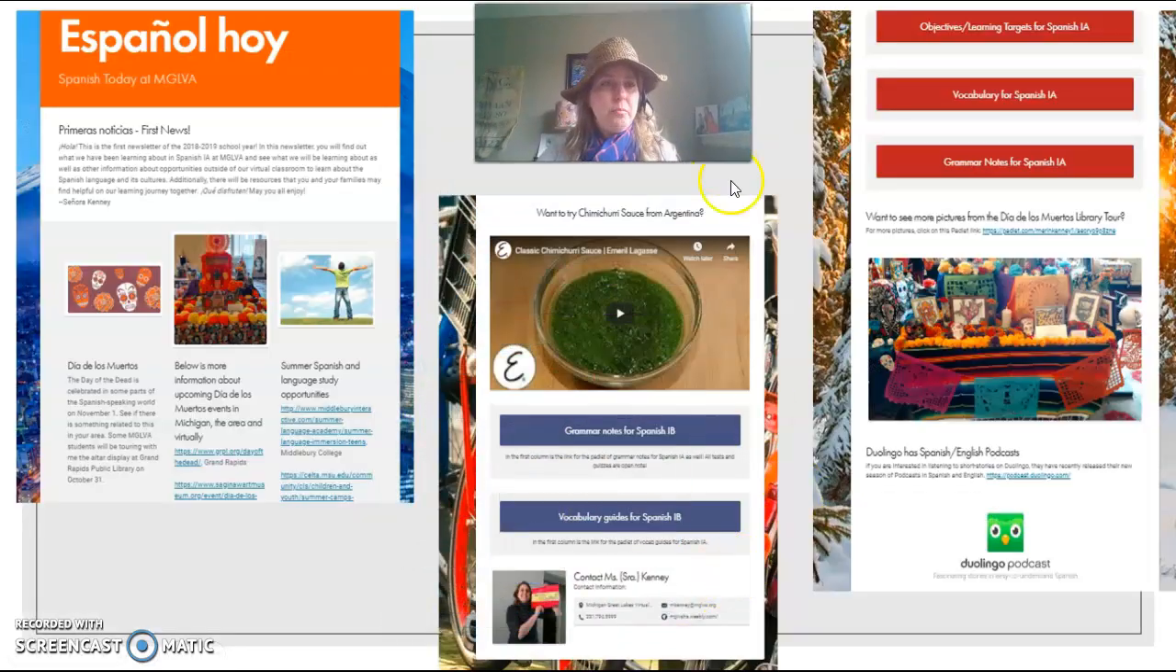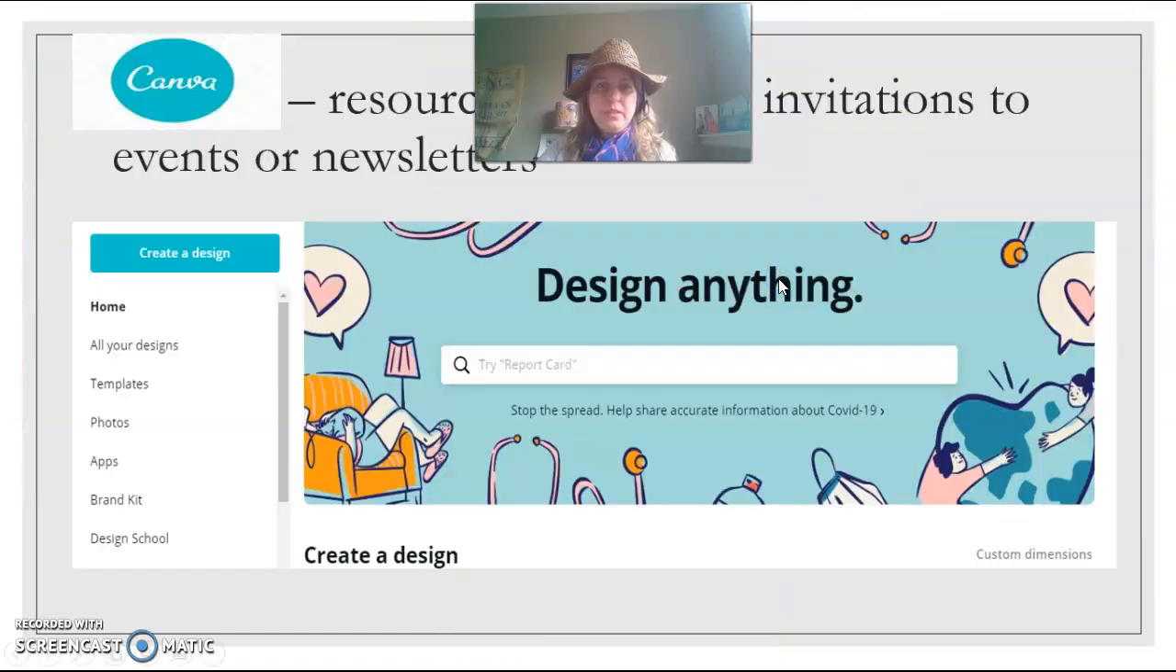So here is an example of a newsletter I created in S'more. We had been talking about Day of the Dead. I included resources within that. There were links to other internet resources as well. I talked about summer Spanish language study programs. There were links for grammar notes, vocab notes, as well as another resource that students could use to learn Spanish outside the classroom.